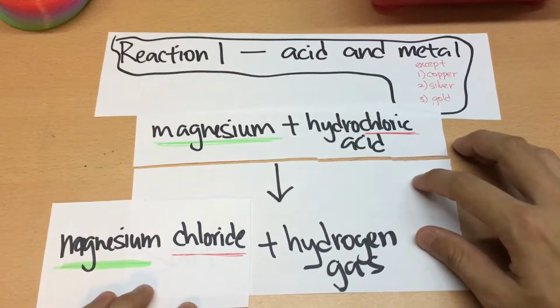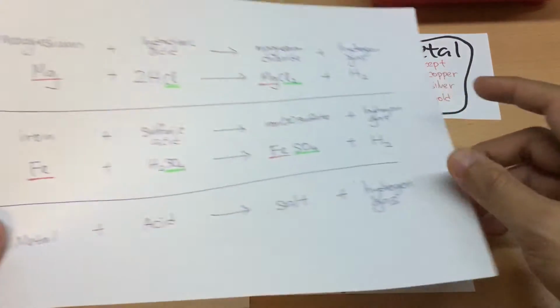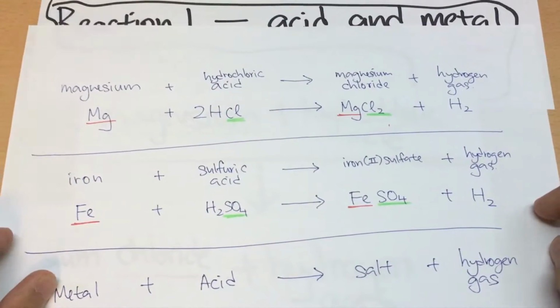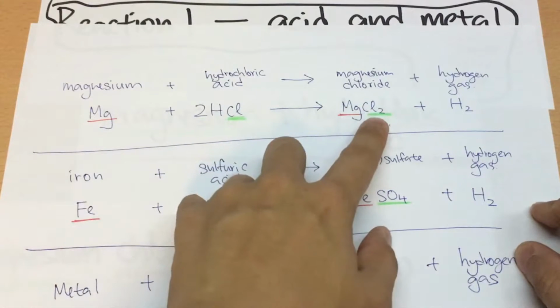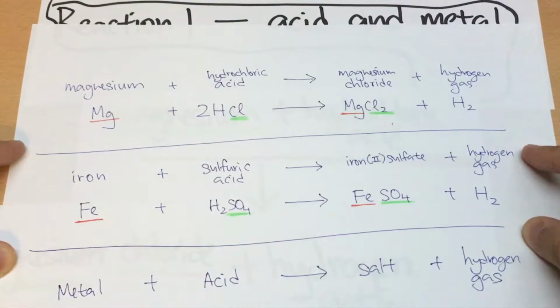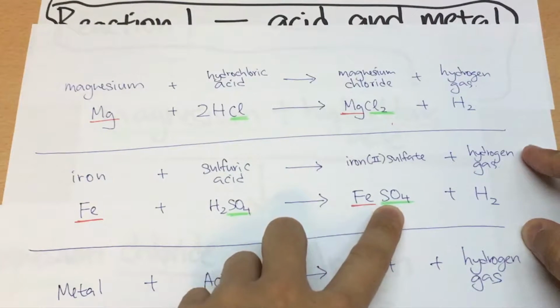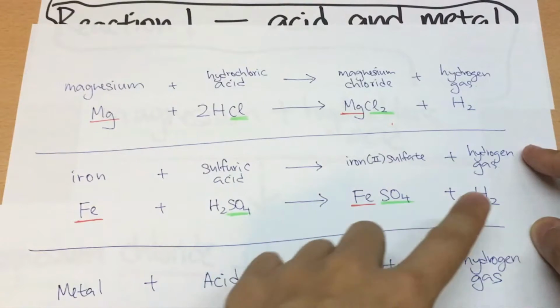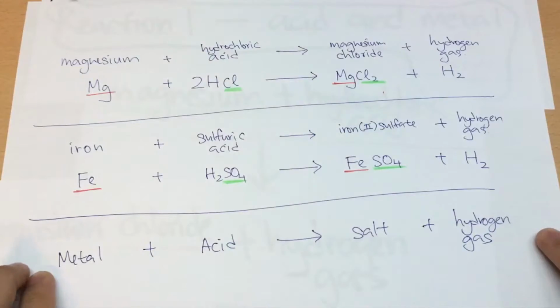You must also know how to write a balanced chemical equation. Do notice that the cation of the salt comes from the metal and the anion from the acid. In another example, iron will react with sulfuric acid to form a salt, iron(II) sulfate, as well as hydrogen gas. All metals except copper, silver, and gold will react with acid to form salt and hydrogen gas.